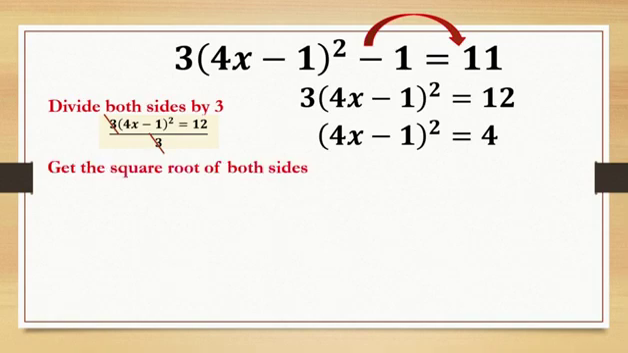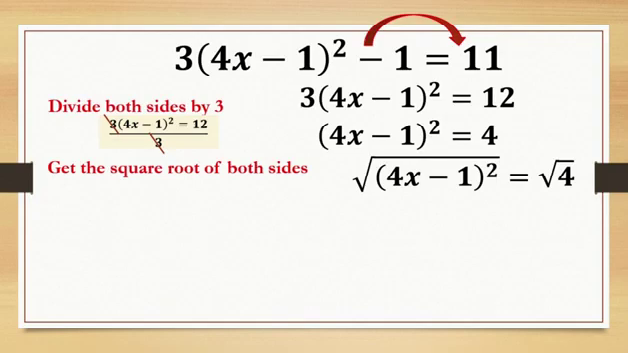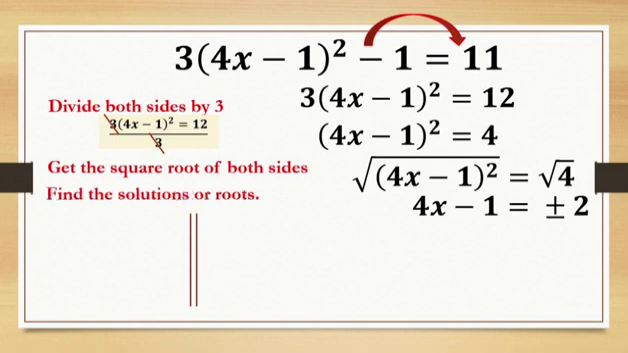So get the square root of both sides. We will now have the square root of the square of the quantity 4x minus 1 is equal to the square root of 4. So we will have 4x minus 1 is equal to positive or negative 2. Again, since the 2 can be positive or negative, we will have two equations. The first equation is 4x minus 1 is equal to 2, and the other one is 4x minus 1 is equal to negative 2. It's always like that.